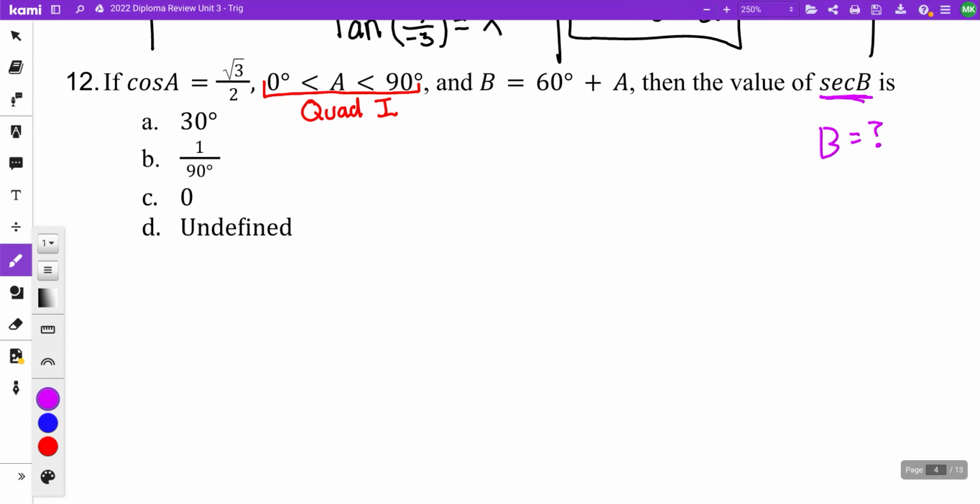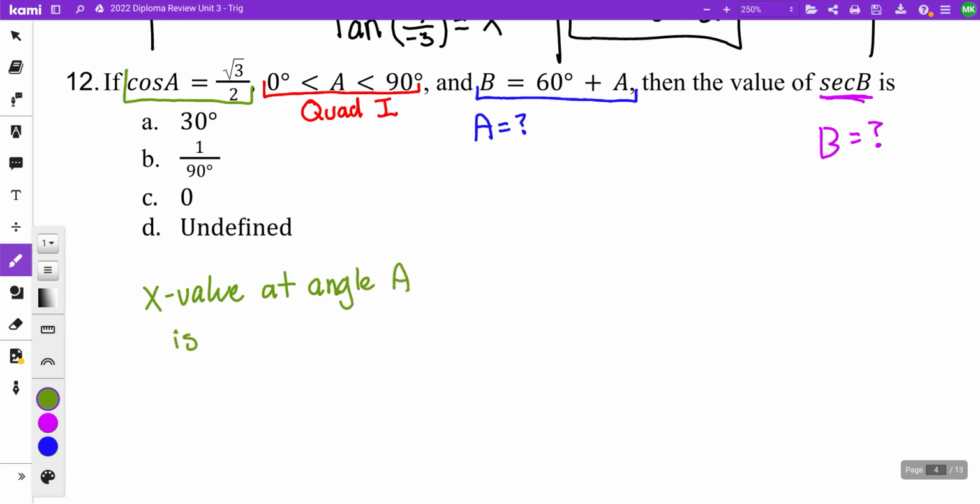To figure out that angle, they gave me this thing. They said, okay, well, B is equal to 60 degrees plus A. That means I need to figure out what A is. Looking back at the start of the question, they mentioned A. They had it over here. They said cos of A would equal root 3 over 2. So that means the x value at angle A is root 3 over 2.